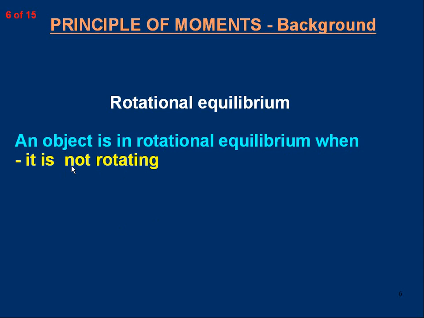Now later on, when you learn about dynamics, that's moving systems, you learn that rotational equilibrium means a bit more than this. It actually means an object is rotating at a constant rate. It's not speeding up or slowing down in its rate of rotation. And of course, a constant rate of 0 corresponds to not rotating at all. So for statics, stationary systems, by rotational equilibrium, we simply mean it's not rotating. Okay, bear that in mind.